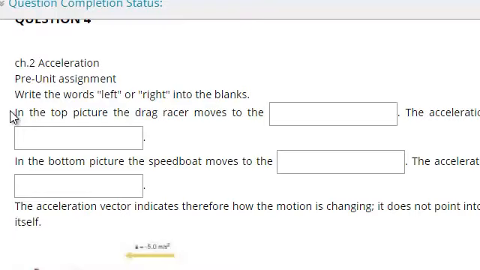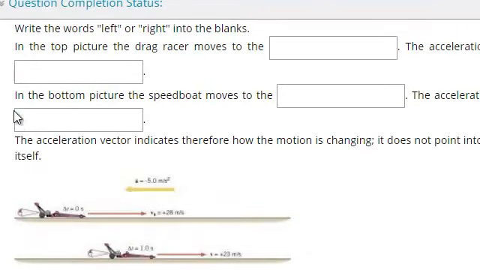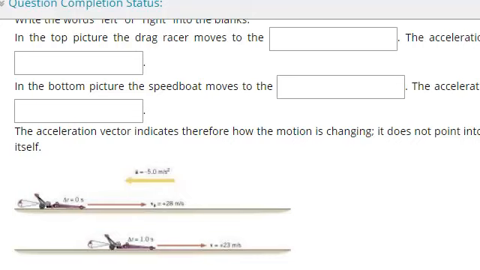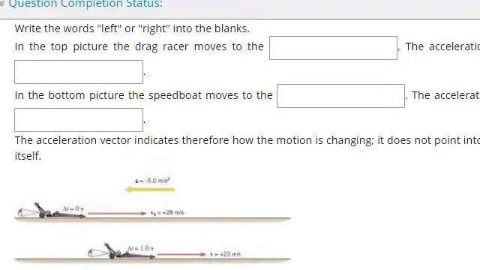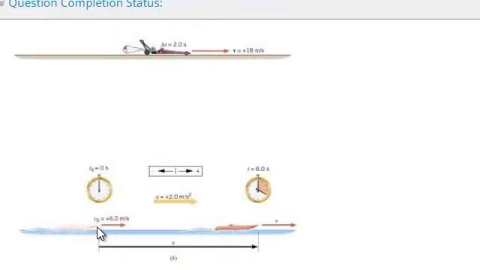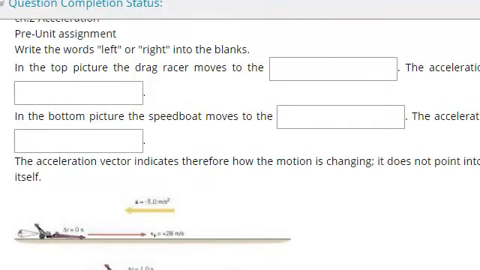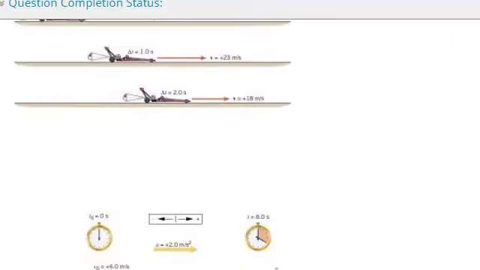Acceleration, write the words left or right into the blanks. In the top picture, so this picture here, and unfortunately it's just a little bit off screen. There we go, it's a little better. In the top picture, the drag racer moves to the right. The acceleration vector points to the left. In the bottom picture, the speedboat moves to the right, and it accelerates to the right. And that's what you would have to write in here. And these 2 drawings are from the book.